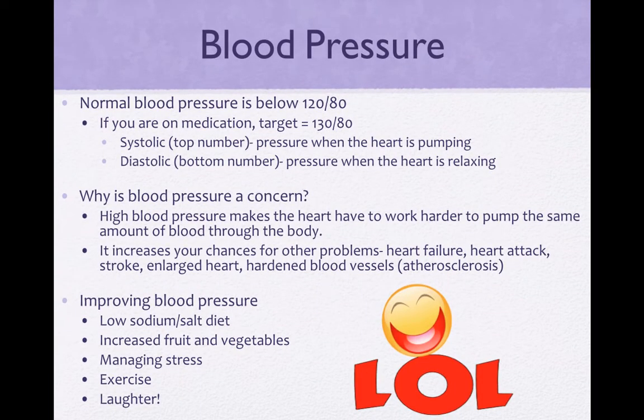So here's the blood pressure component. A normal blood pressure is below 120 over 80. If you're on medication, we want it to be below 130 over 80. And what do those numbers mean? So the top number, or the systolic, is the pressure when your heart is pumping, and the diastolic, or the bottom number, is the pressure in the heart when it's relaxing.